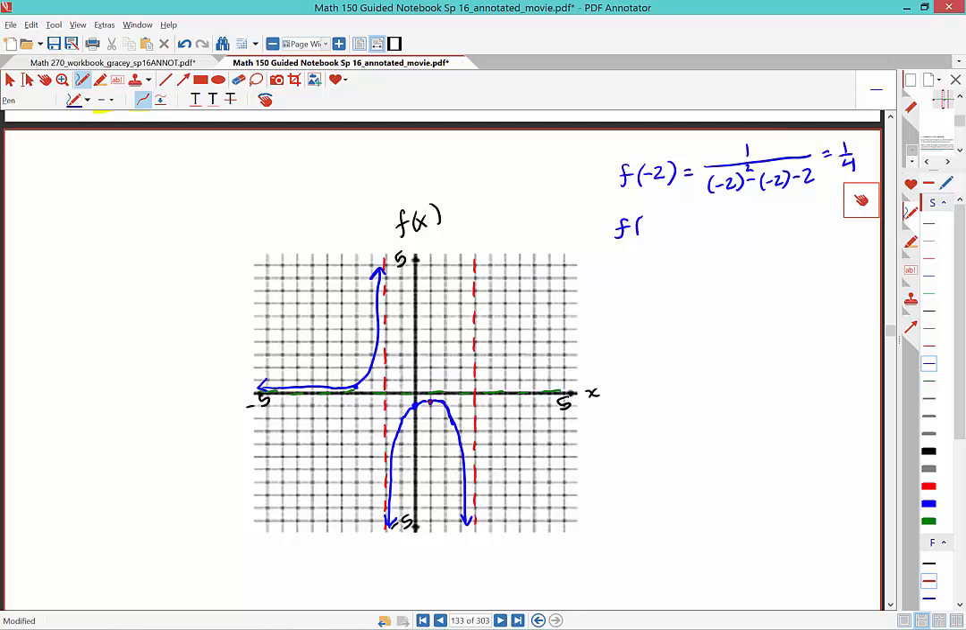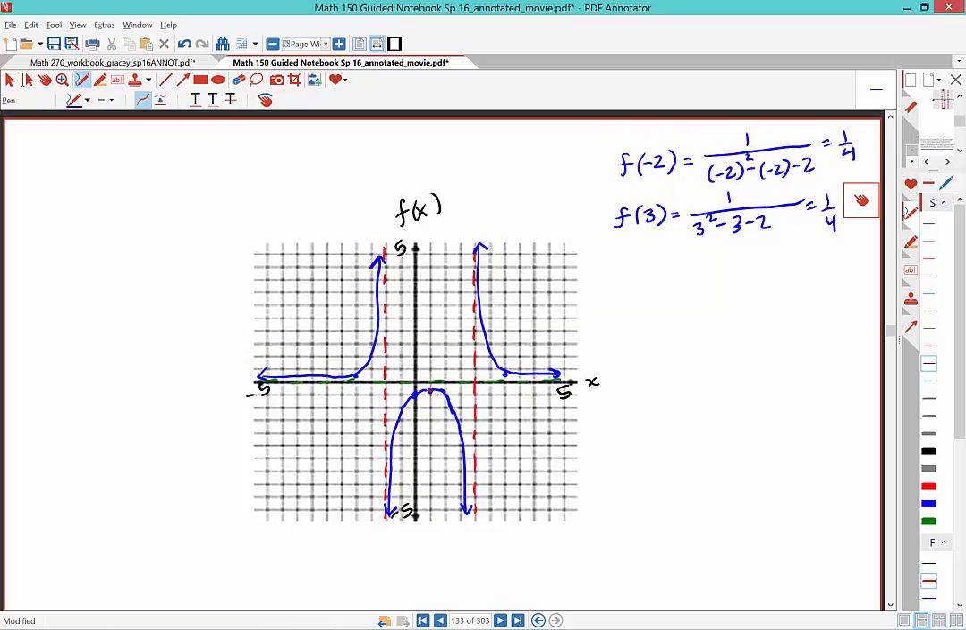And then how about f at 3? That would be 1 over 3 squared minus 3 minus 2, which is also a quarter. So at 3, we'd be at a quarter. So it's going to be something like this. Okay? And then you can always use your graphing calculator to verify. And so that takes care of this problem.